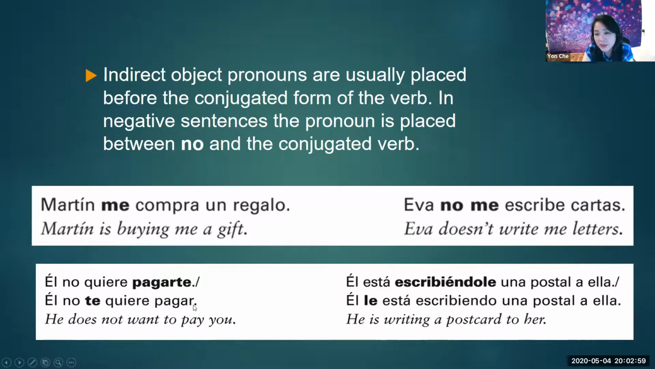And you have the same option here. Él no te quiere pagar. He doesn't want to pay you. Or you can bring te to the end of pagar, attach it to pagar, and write it as one word. Él no quiere pagarte. And that is also correct. So you choose the style that you prefer. They will be both correct.